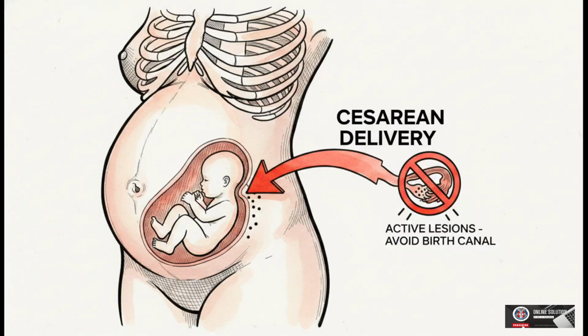So the crucial point boils down to this obstetrics golden rule. If your patient has active primary genital lesions at term, that is a standard, non-negotiable indication for a cesarean delivery. You absolutely must bypass that birth canal to prevent a fatal neonatal transmission. It's a simple intervention, but it literally saves lives.